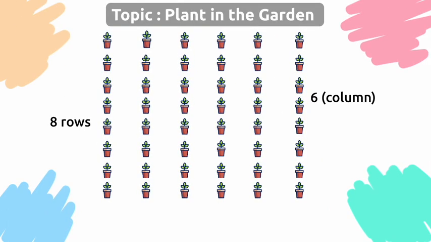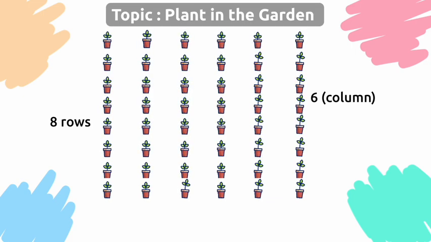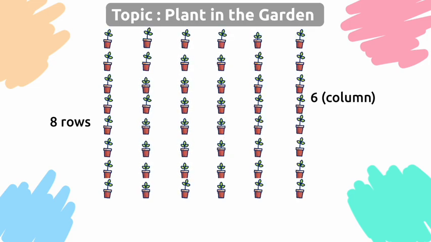Next topic, plants in the garden. Dhara saw a flower bed. There were 6 plants in each row. Let's count 8 rows. 6 plus 6 plus 6 plus 6 plus 6 plus 6 plus 6 plus 6 equals 48.